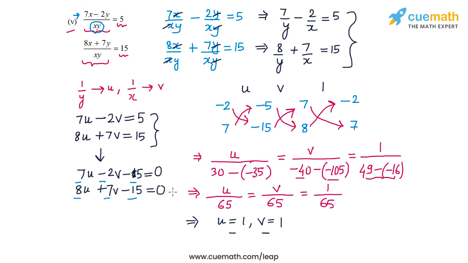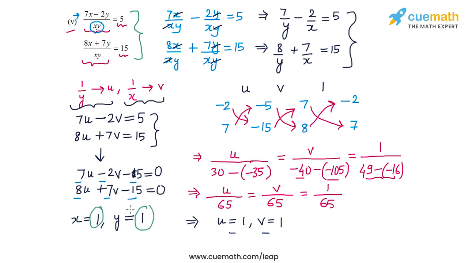From here we can find the values of x and y. So 1 by x is equal to v. This means that x is equal to 1 by v or 1, and y similarly is equal to 1 by u, and hence y is also equal to 1. So the solution to this pair of equations is that x is equal to 1 and y is equal to 1 as well.